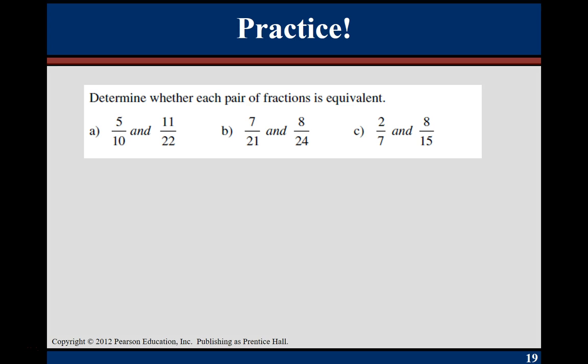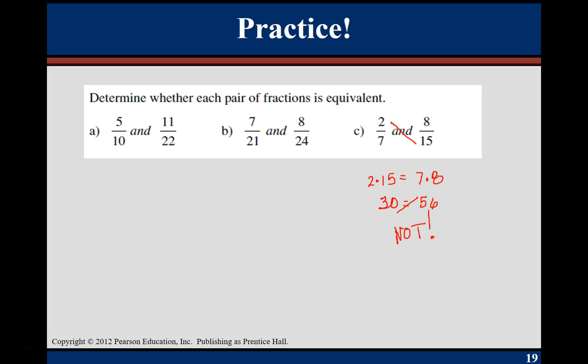Let's look at letter C. 2 times 15, is that the same as 7 times 8? Well, 2 times 15 is 30, and 7 times 8 is 56. They're not the same, so they are not equivalent. Pause the video and see if you can find the answers for A and B.